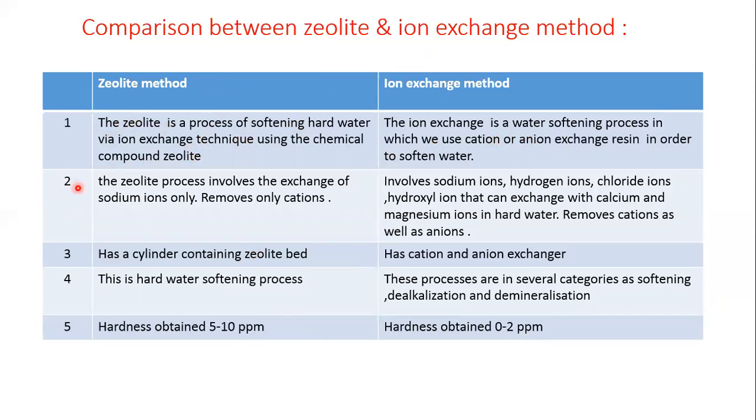Second point: the zeolite process involves the exchange of only sodium ions. That means it removes only cations, while the ion exchange method involves sodium ion, hydrogen, chloride, hydroxyl ion that can be exchanged with the calcium and magnesium. That means it removes cations as well as anions which are present in the water sample.